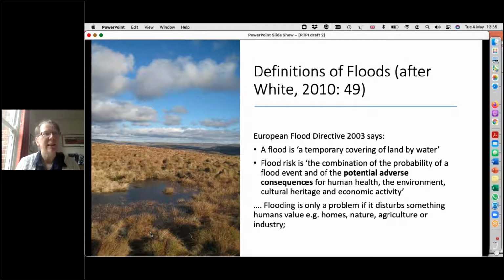So technically, this may be a flood, but really what matters is flood risk, which is both the probability of a flood event, so the chance it could happen, and crucially, the potential adverse consequences for human health, the environment, cultural heritage, and economic activity. So basically, flooding is a problem if it disturbs something we value: homes, nature, agriculture, industry.